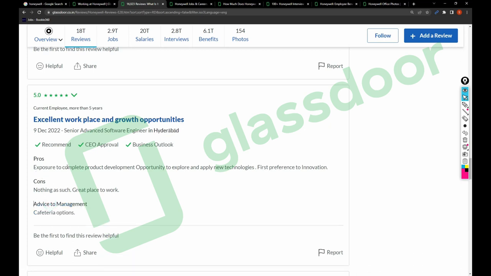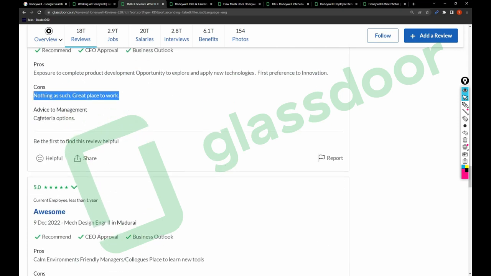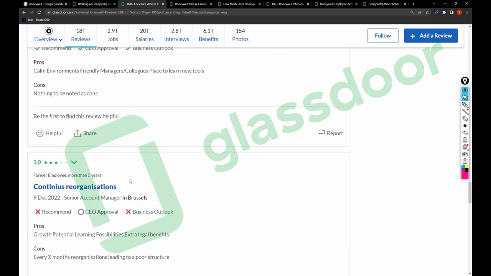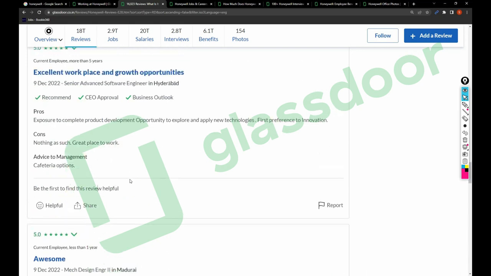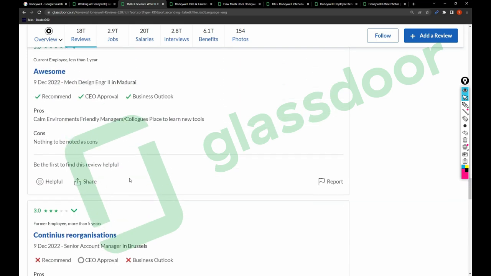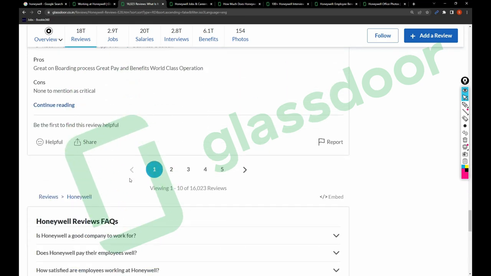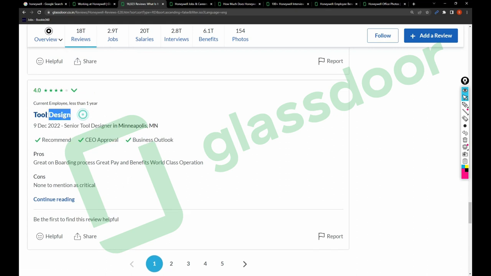Pros are exposure to complete product development, opportunity to explore and apply new technologies, first preference to innovation. Cons: nothing as such, great place to work. Advice to management: cafeteria options. Maybe he is advising Honeywell to improve the cafeteria. And a Minneapolis tool designing role, senior tool designer.